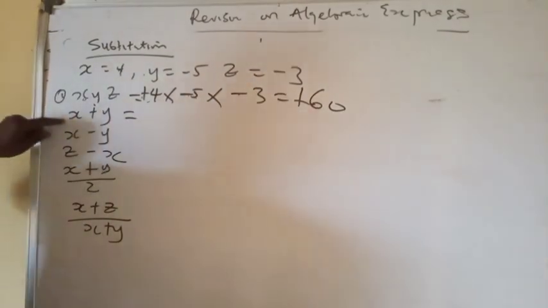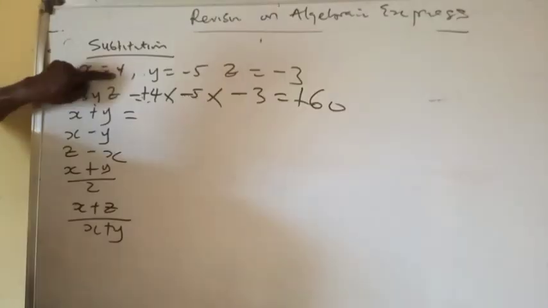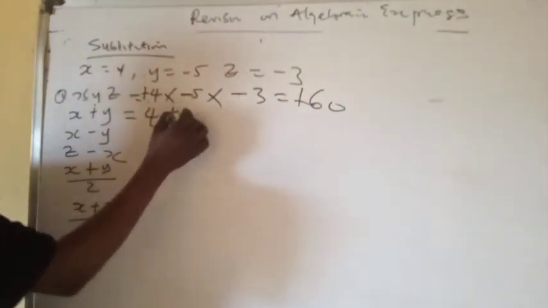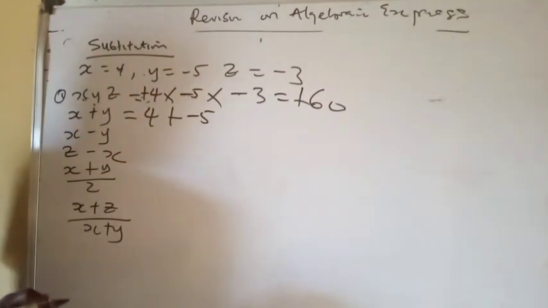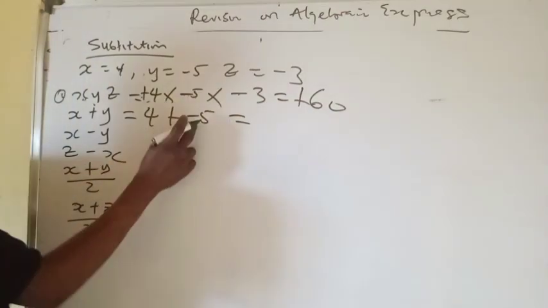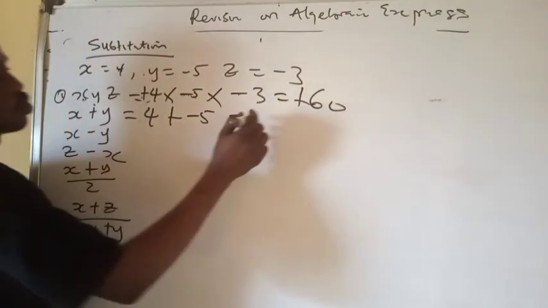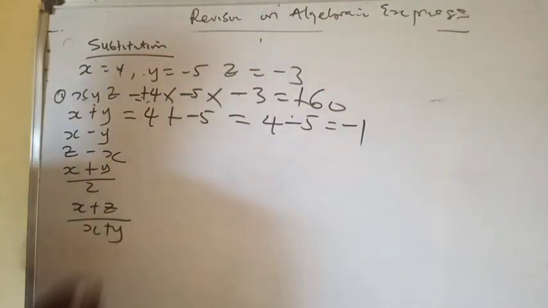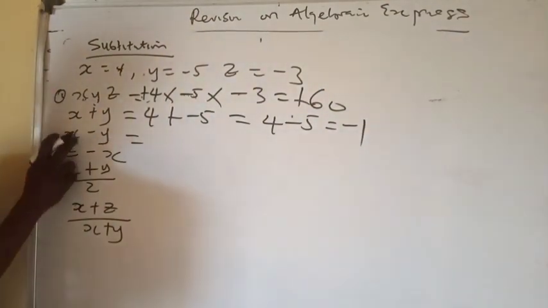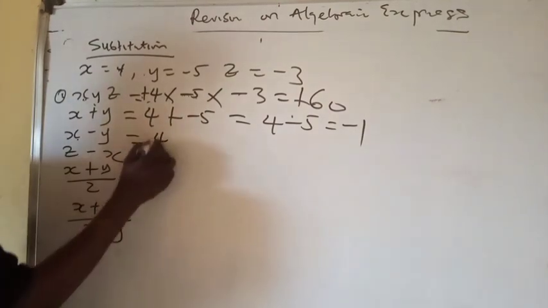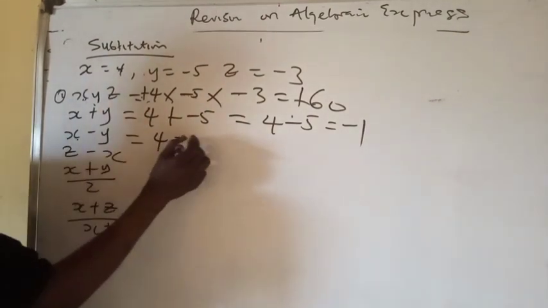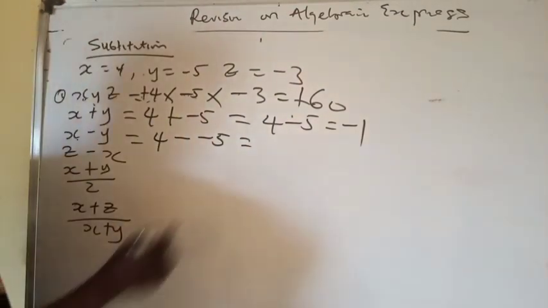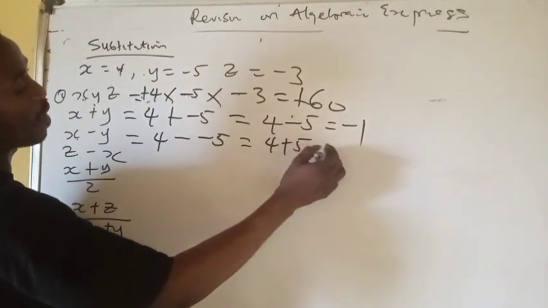Now, the second question. x plus y. The value of my x is what? 4. This one becomes 4 plus minus 5. Are you clear with that now? Yes. So this one, plus minus will give me what? Minus. So this becomes 4 minus 5. What do you have? Minus 1. Now, next one, x minus y. What's my x? 4. Minus y, minus 5. Everybody, minus times minus will give me what? 4 plus 5. What do you have?